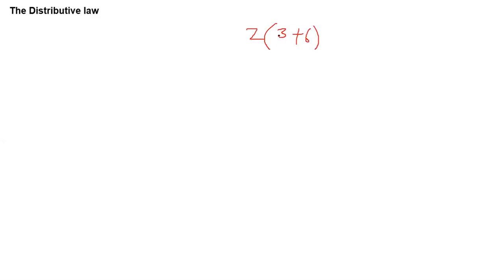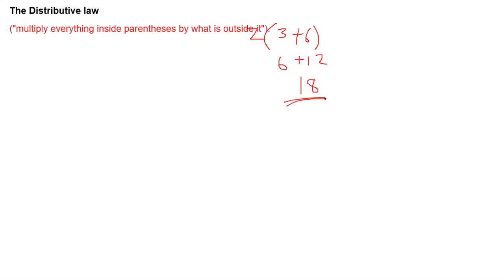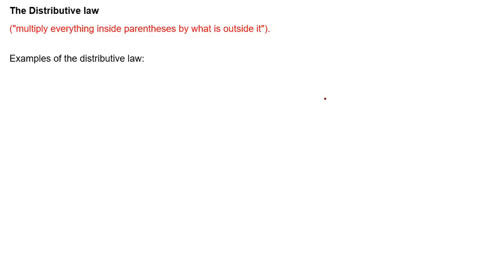So 2 times 3, you get 6. 2 times 6, you get 12. Then when you add them, you get 18 as your answer. So this is distributive law. It's just as simple as this. It's saying multiplying everything inside the parentheses by what is outside it. That is basically the definition of distributive law.